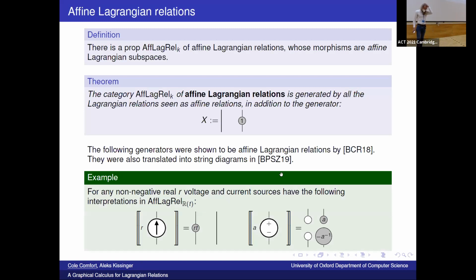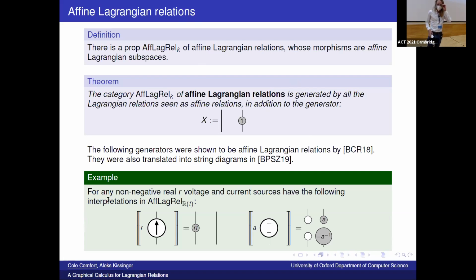Just as the prop of affine relations generalizes linear relations by adding the affine shift, there's a prop of affine Lagrangian relations where the morphisms are Lagrangian subspaces with affine shift, and everything works out nicely. And to go from the prop of Lagrangian relations to the prop of affine Lagrangian relations, all we have to do is add one more generator. That's the generator that, on the one hand, is the identity, and on the other wire, you add one with this affine shift, and this generates everything.